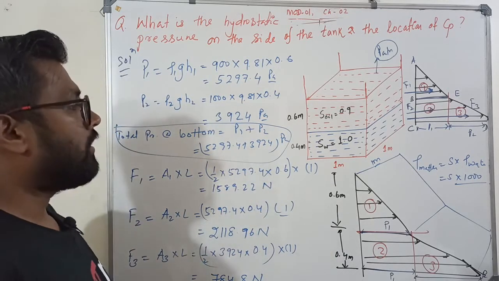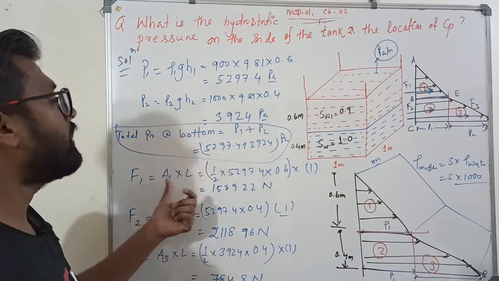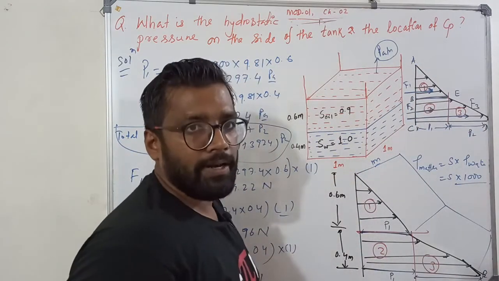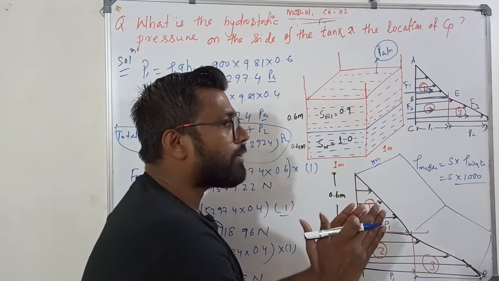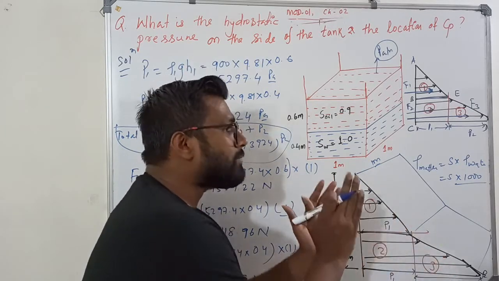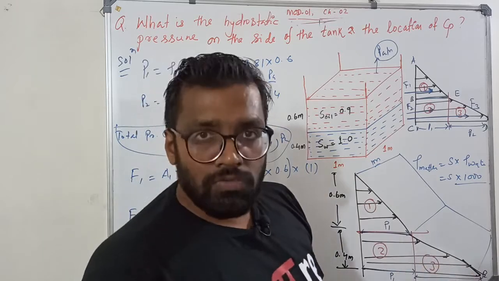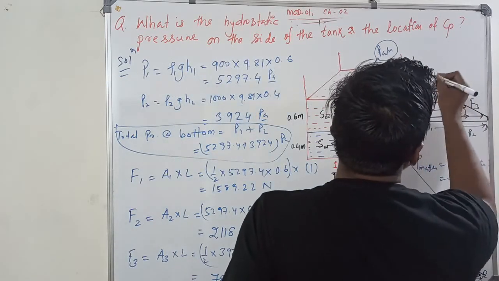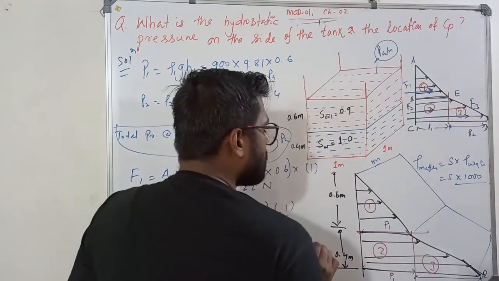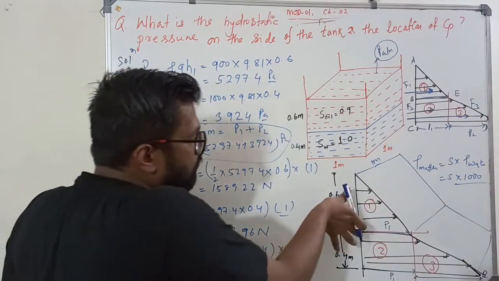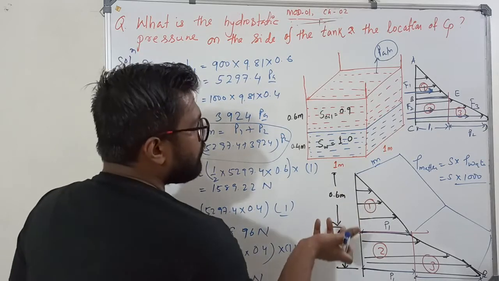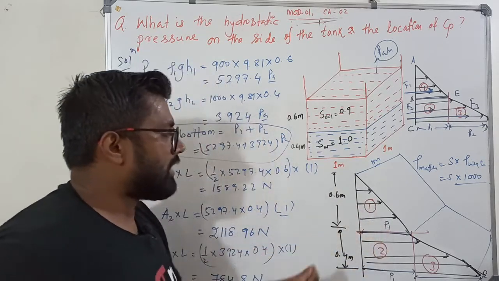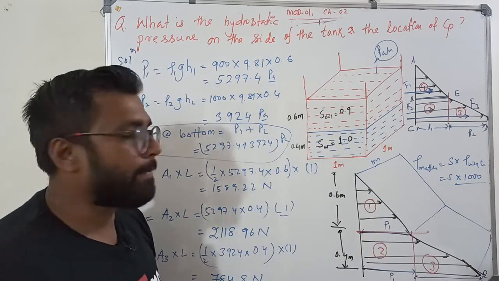Okay. Where is F1 acting? Sir, F1 is acting at the centroid of this diagram, because the center of pressure for a hydrostatic force in a pressure diagram is the centroid of the volume. So what is its centroid? Sir, for this the centroid is 2h by 3. Okay. So what is your height? Sir, 0.6. 2 into 0.6 by 3 is your 0.4. Okay. You draw this diagram. I want to erase it.